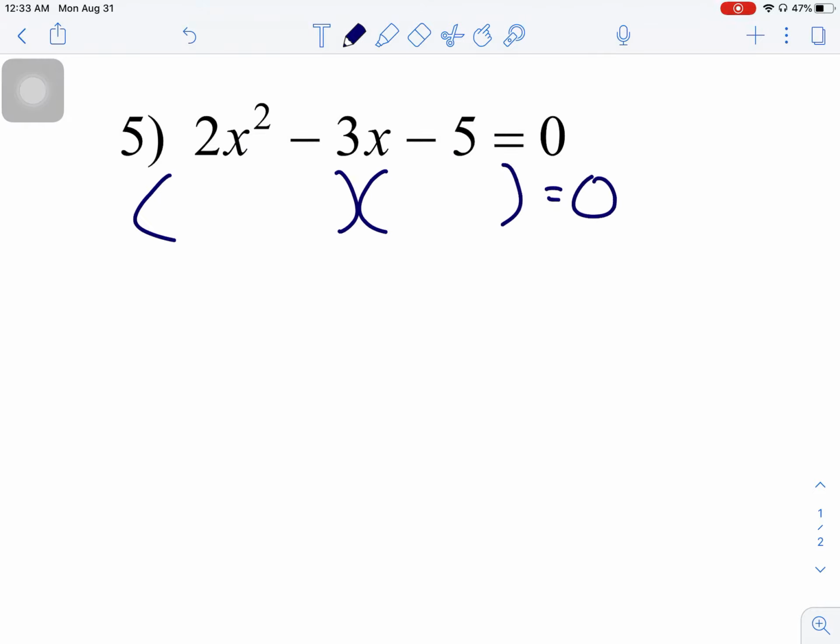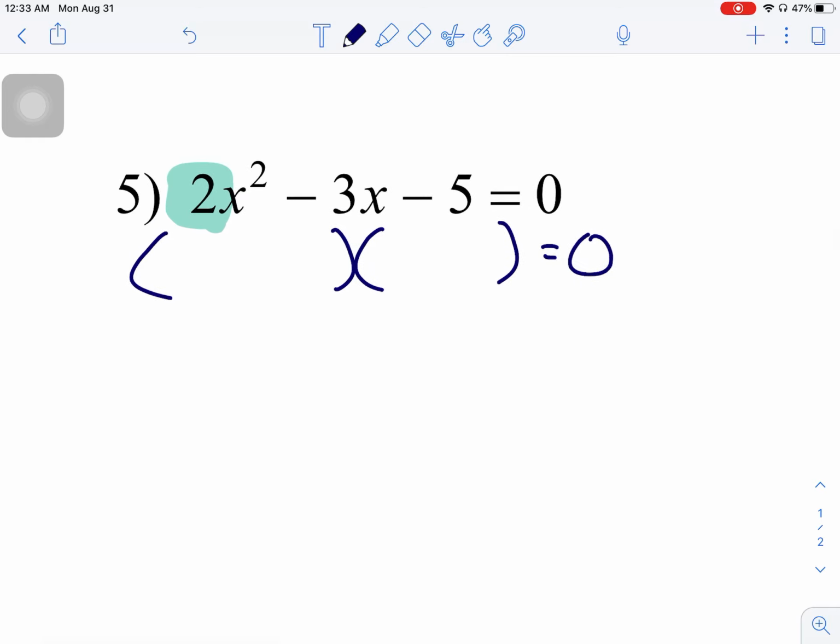This is a particular type of problem because you have a number other than 1 in front of your x squared. So for this number right here, you either need to do a little guess and check, or you need to use the AC method to factor this. It's really up to you.